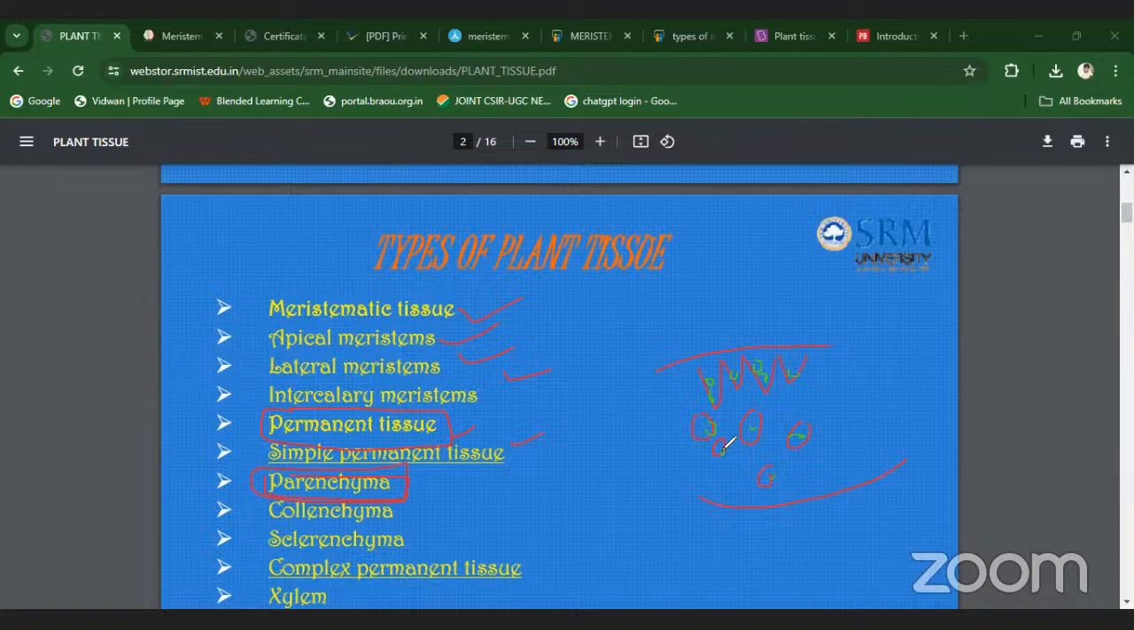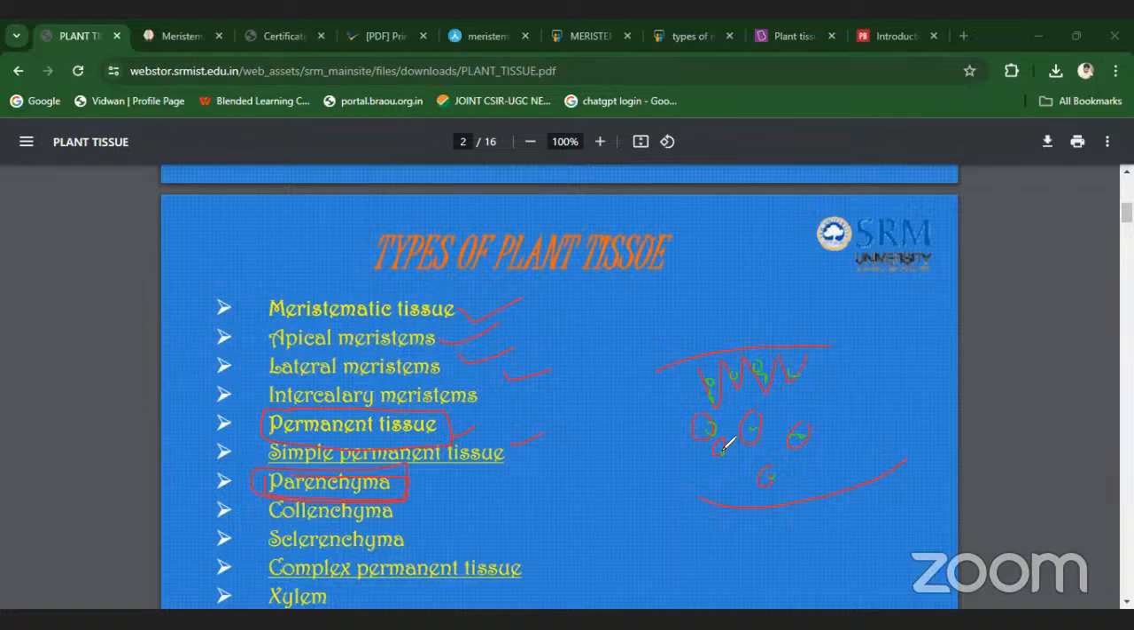Another important one is aerenchyma. The name itself gives the clue: what is present inside aerenchyma? It is another type of parenchyma tissue. The simple clue is air, mainly found in water plants.